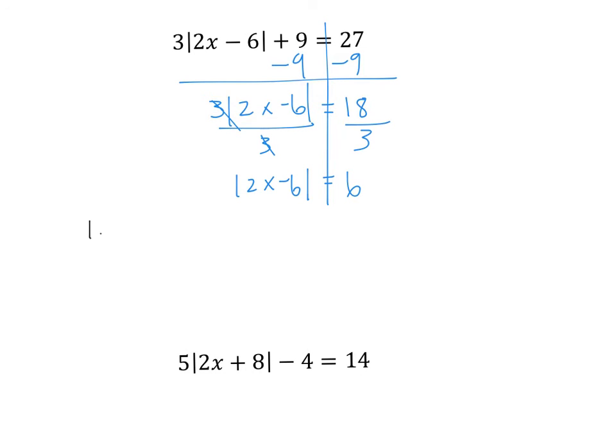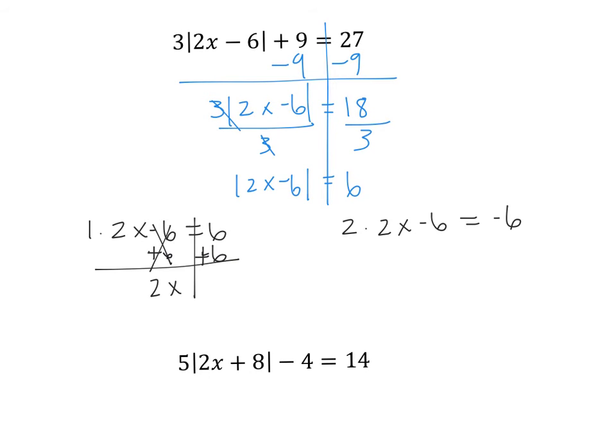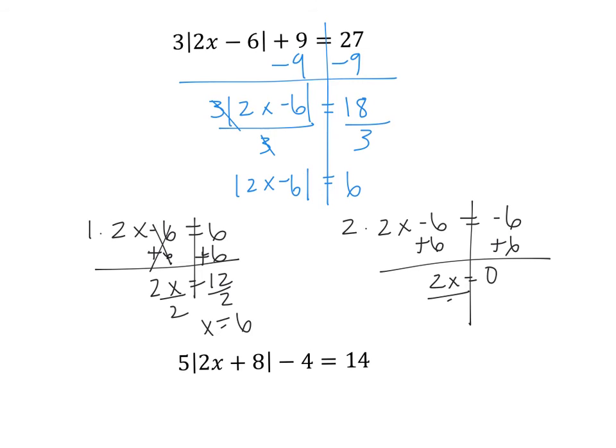Now I can set up my two cases. One is, as I see it, drop the absolute value signs, and the second is I have to flip the 6 to a negative 6 on the right-hand side. And now I'll solve. So I'll add 6 to both sides and get 2x equals 12. Divide by 2, so x equals 6 there. And over here I will add 6 to both sides, so 2x equals 0. And 0 divided by any number is just 0. So my two solutions that I end up getting here are 6 and 0.